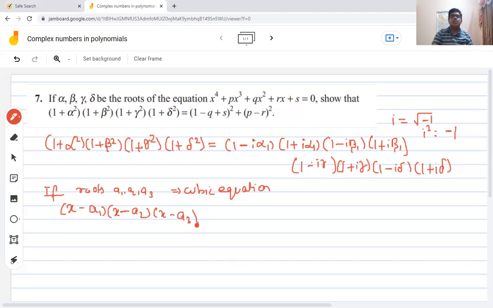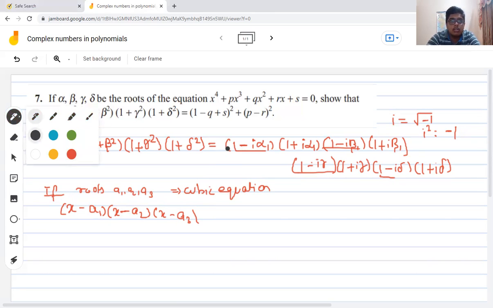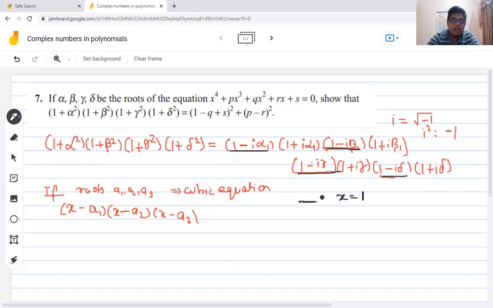Now what do we have? Say I put x = 1 into this: (1 - a1)(1 - a2)(1 - a3). What do you see? It's quite similar to this, right? This, and this, and this. Maybe let me use a different color here. This, and this. So for this black line, we get it when we put x equals 1.